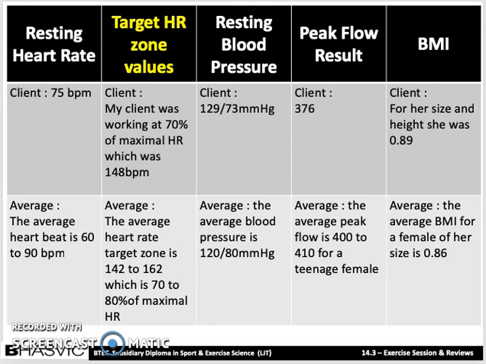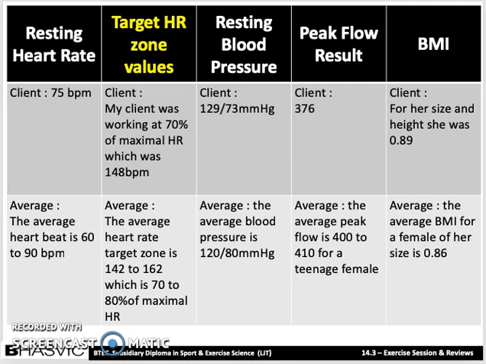Target heart rate zone values. My client was working at 70% of their maximal heart rate, which was 148 beats per minute. The average heart rate target zone is 142 to 162, which is 70 to 80% of the maximal heart rate.